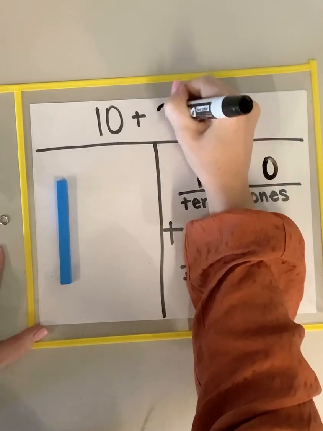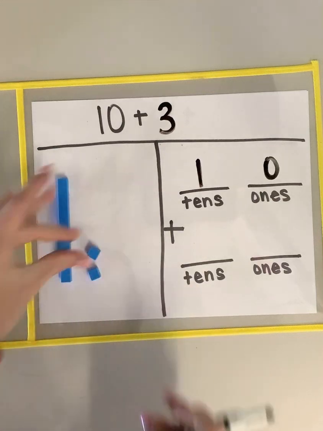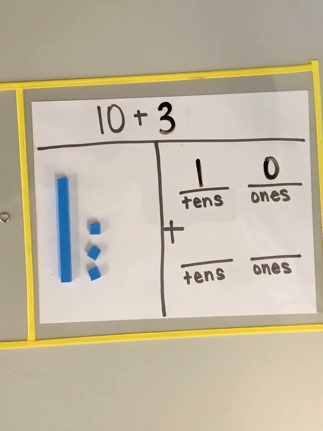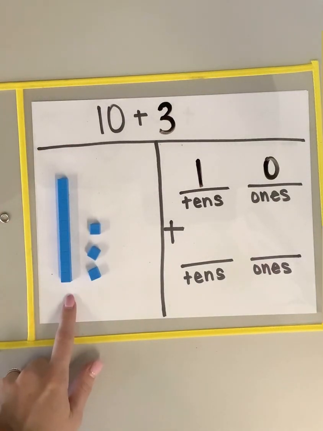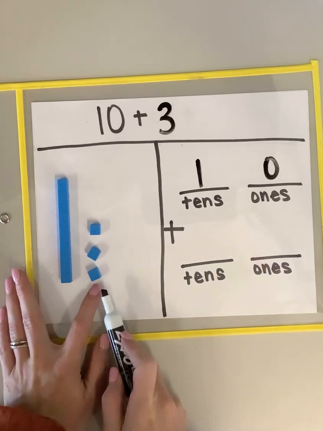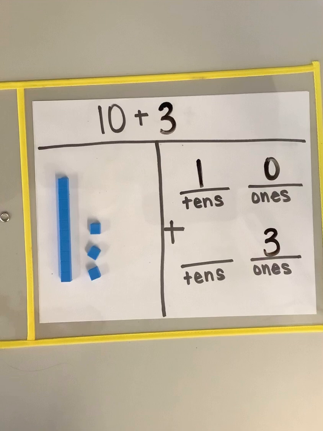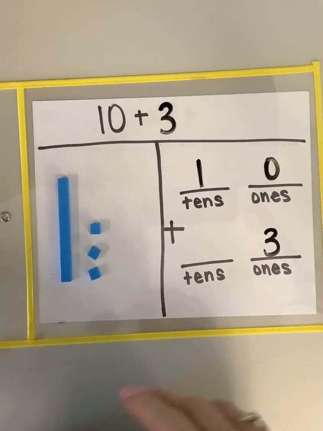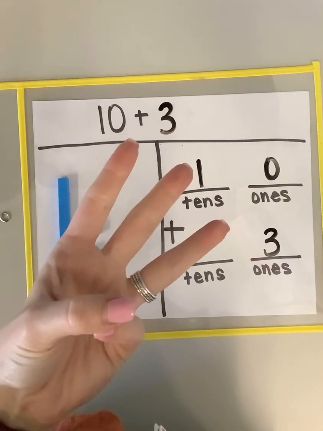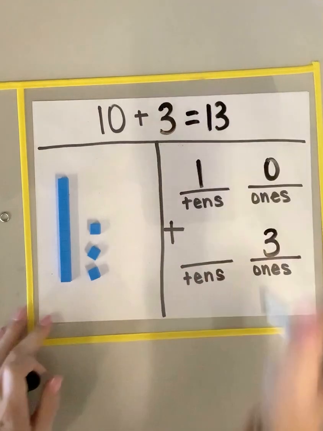Now, say I wanted to add 3. I need to add 1, 2, 3. Now, did I change anything about my tens place just now? No. I still have a 1 in the tens place, but I did add 3 ones. Let's see, 10 plus 3. Ooh, I can use my add-on strategy. 10, 11, 12, 13. 10 plus 3 equals 13.